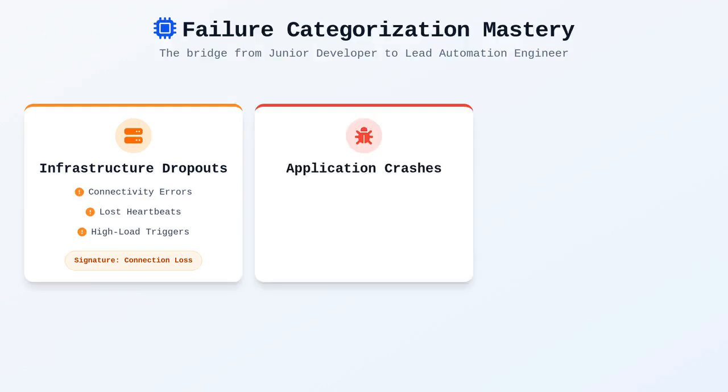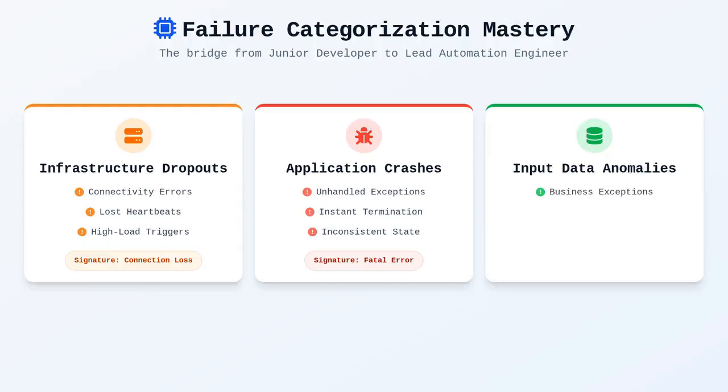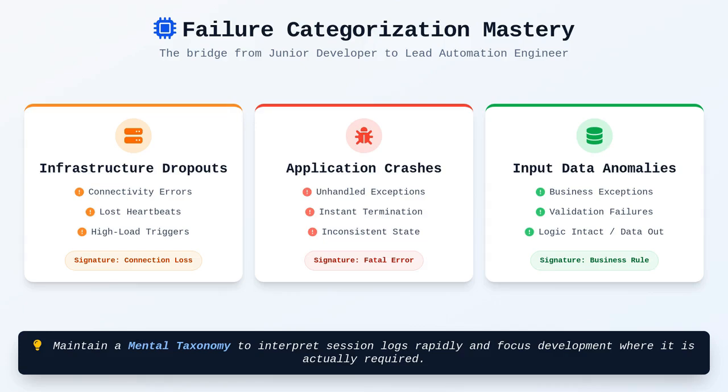Application crashes are characterized by severe, unhandled exceptions that terminate the interaction process instantly, leaving the object model in an inconsistent state. Conversely, input data anomalies are usually caught by validation stages and manifest as business exceptions, indicating that the logic is functioning as intended, but the provided dataset lies outside the expected business parameters. By maintaining this mental taxonomy, you can interpret the session logs far more rapidly, allowing you to narrow down the problem set and focus your development efforts where they are actually required.